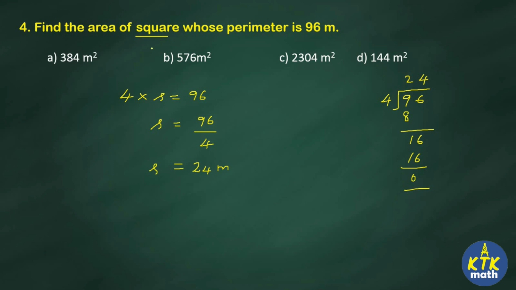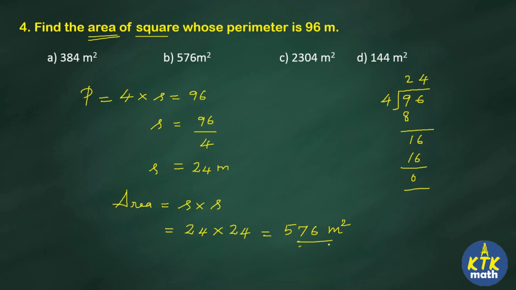One side is 24. But in the question, what are they asking? Area. So what is the formula for area of square? Area of square is side into side. Don't confuse the formulas. Perimeter formula is 4 into S. Area formula is S into S, that is multiplying the side by the same side. So 24 into 24. What is 24 into 24? Our answer will be 576 meter square. Okay, answer for question number 4 is option B, 576 meter square.